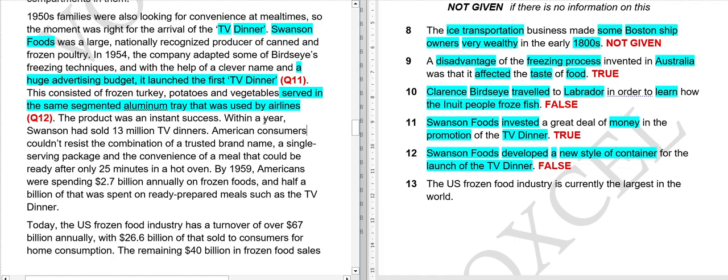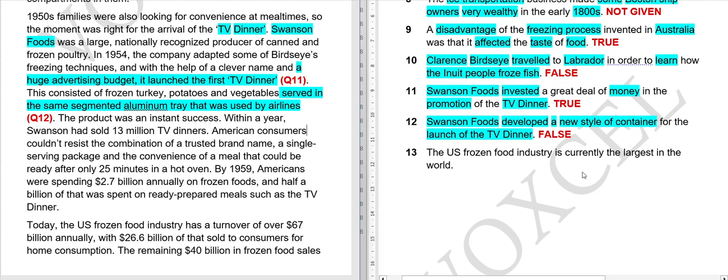So the airlines used the same tray. They didn't create anything new. They didn't innovate anything. They didn't develop anything. They used whatever existed at that time. That's why our answer to this is false. Hope it is clear. Moving on to the last question of this particular passage.